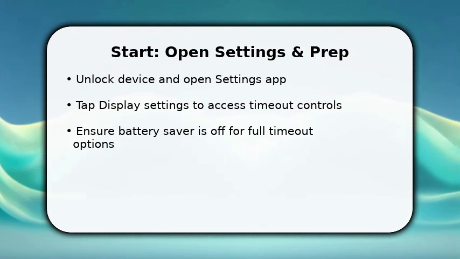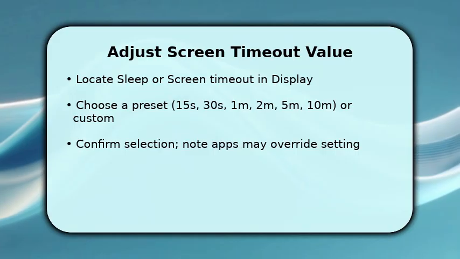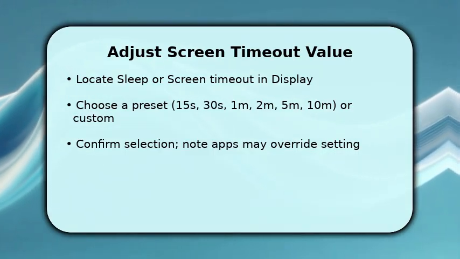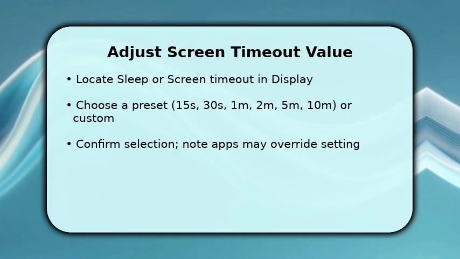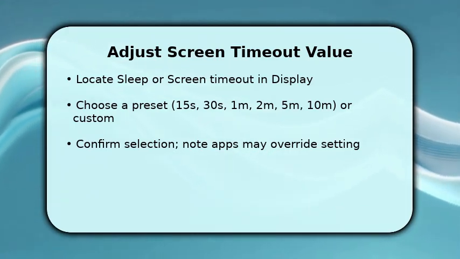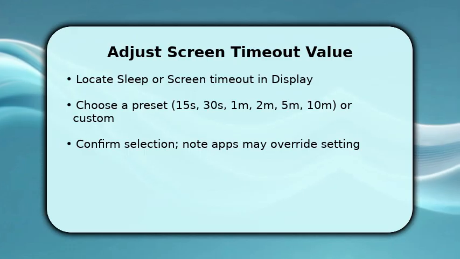Now, once you're in sleep or screen timeout, you'll see preset durations. Tap the one you want. You can select short times like 15 seconds for security or longer options like 5 or 10 minutes for convenience. Choose based on battery versus usability. If a custom option exists, enter your preferred value and confirm to apply it system-wide.